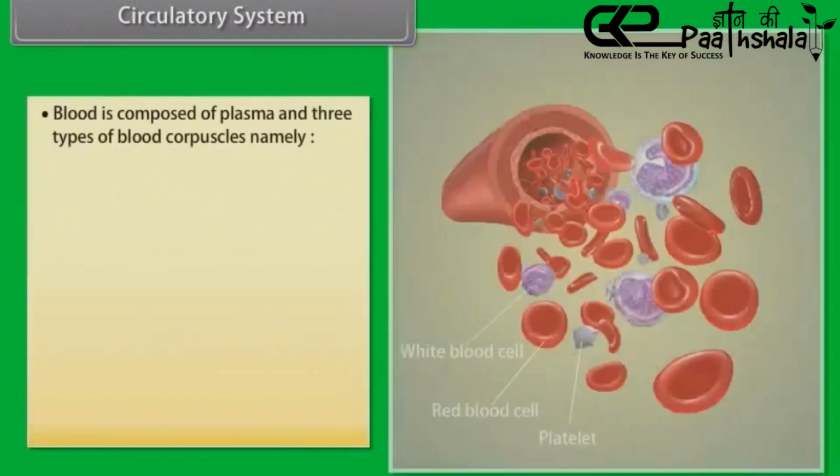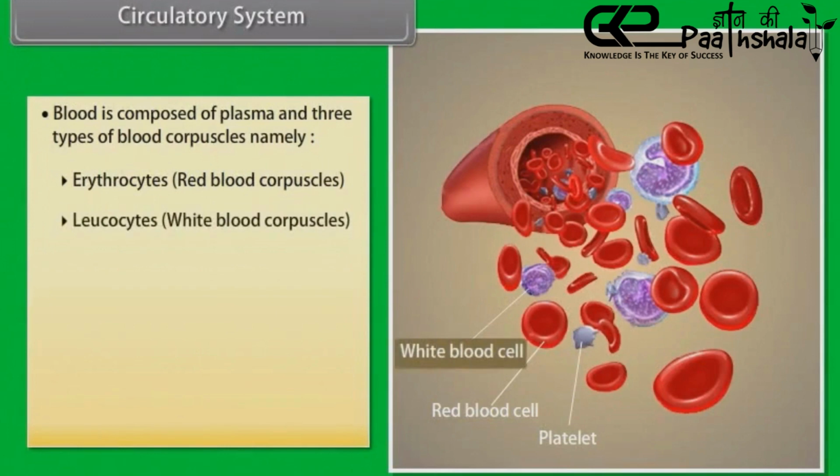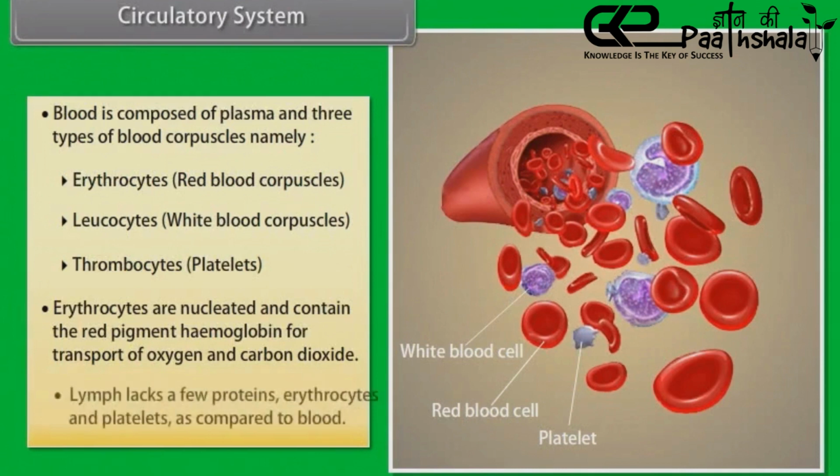Blood is composed of plasma and 3 types of blood corpuscles, namely erythrocytes, that is, red blood corpuscles; leukocytes, that is, white blood corpuscles; and thrombocytes, that is, platelets. Erythrocytes are nucleated and contain the red pigment hemoglobin for transport of oxygen and carbon dioxide. Lymph lacks a few proteins, erythrocytes and platelets, as compared to blood.